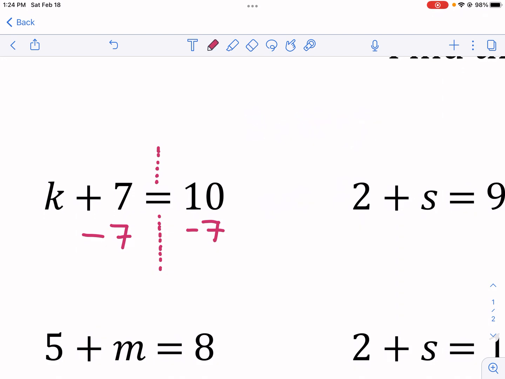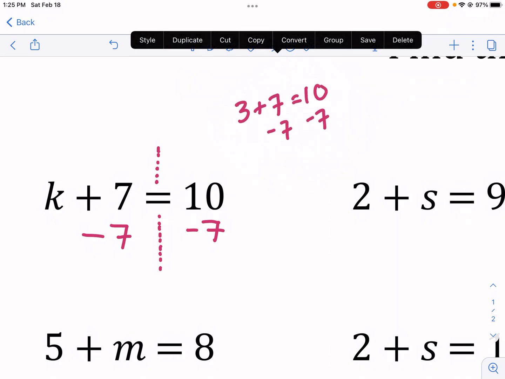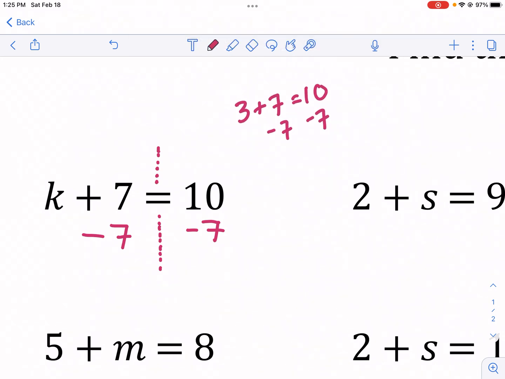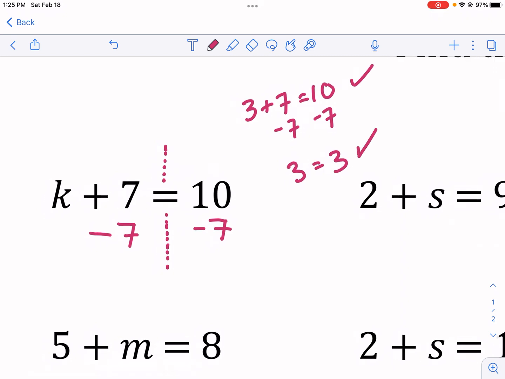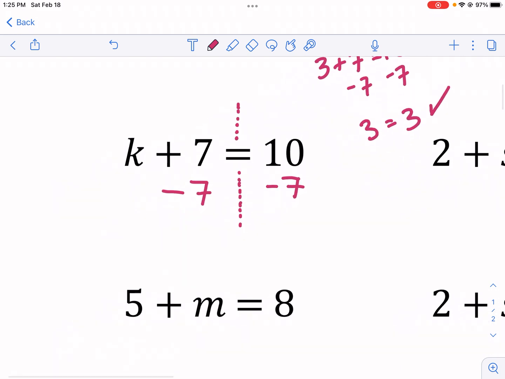But let's say I have 3 plus 7 equals 10, and I subtract 7 from both sides. What happens? Let me move this up, actually. Okay, here, back in. So if I subtract 7 from both sides, I get 3 equals 3. That's still a true statement, okay? 3 plus 7 equals 10 was true. Check. I subtract 7 from both sides. 3 equals 3. Check. It's still true. So that's why you have to subtract from both sides.